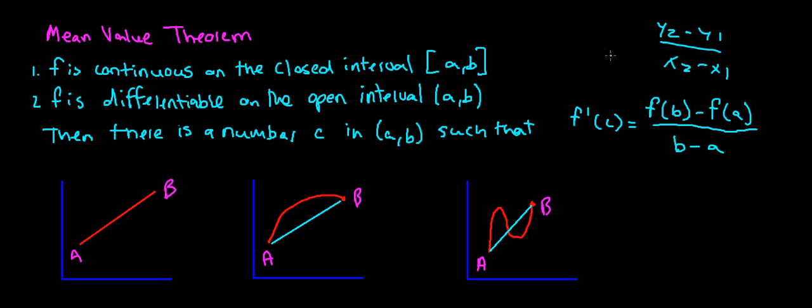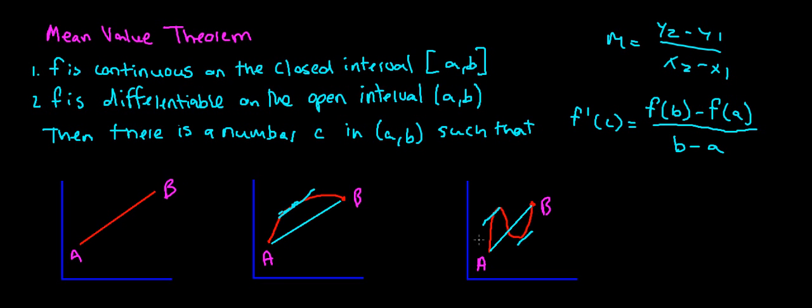This is the average rate of change. The derivative is the instantaneous rate of change. So what this is saying is that at some point between a and b, if these 2 points are connected somehow, then there will be at least one place where the instantaneous rate of change will be equal to the average rate of change. So on this graph it'll probably occur somewhere around here, and here it'll probably occur here and here.